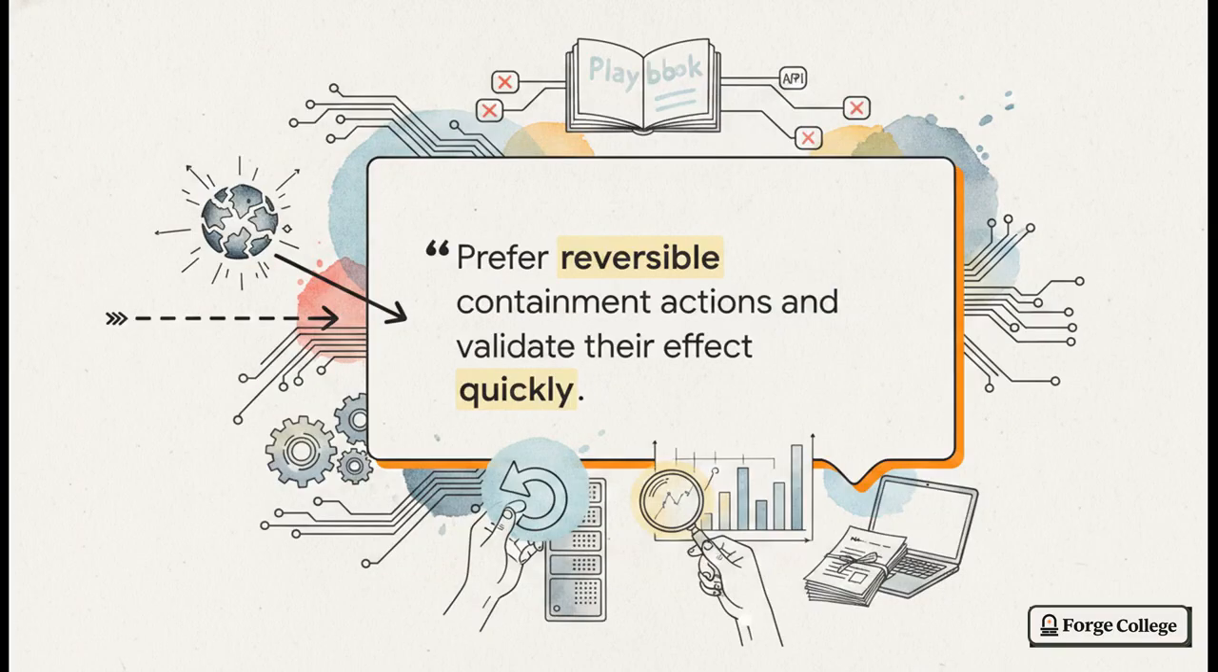If there is a golden rule of on-call incident response, it is definitely this. Prefer reversible containment actions and validate their effect quickly. Please don't try to be a hero and rewrite production code on the fly. Just contain the blast radius, make sure you can undo your actions, watch the metrics, and hand over a pristine evidence bundle to the experts.